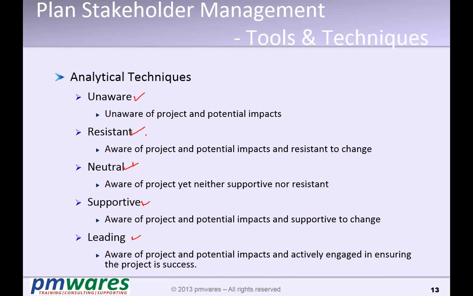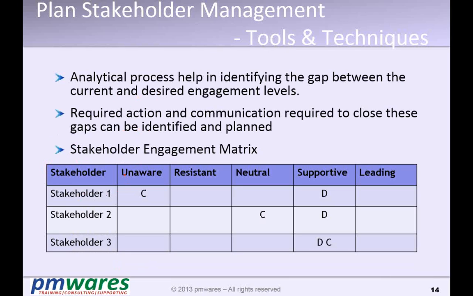Or the person is resistant, and this is an important stakeholder, so you have to plan so that you can move this person from resistant to supportive. At least, if that is not possible, bring him to neutral, at least reduce the resistance. For this we prepare this kind of chart. We call it the stakeholder engagement matrix.